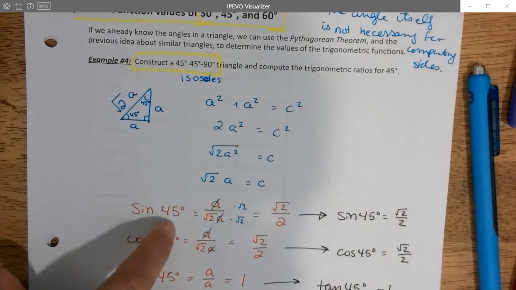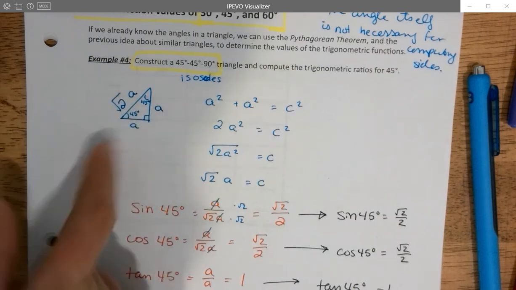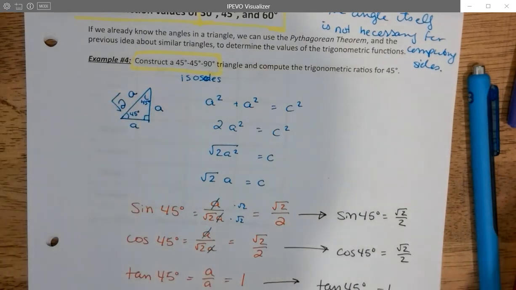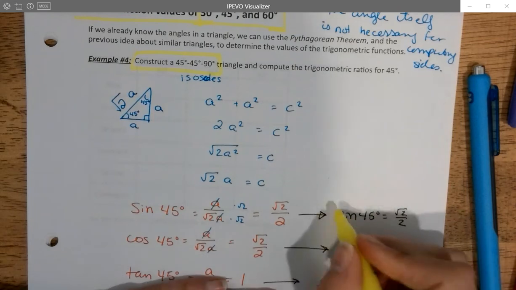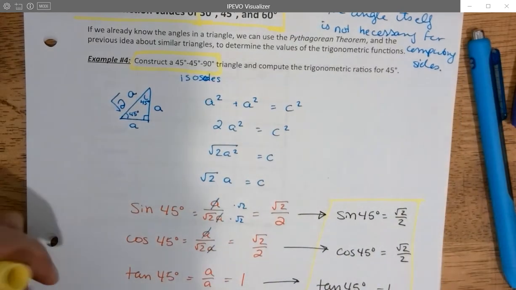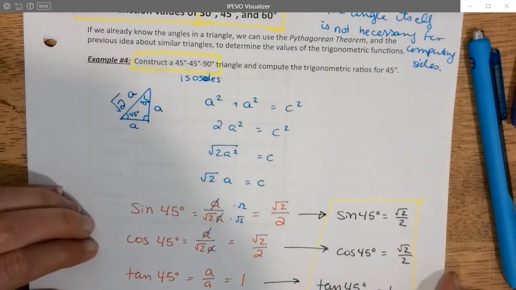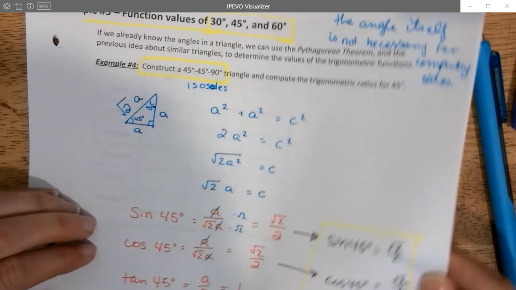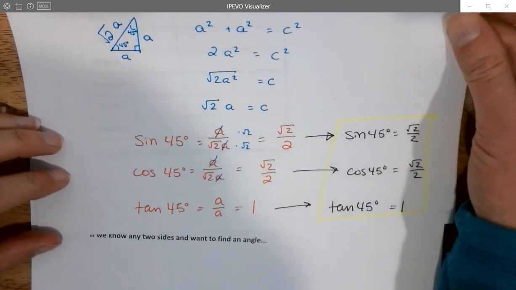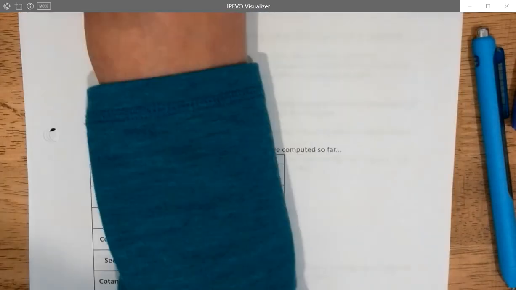Those A's don't matter. It doesn't matter how big this triangle is. Those ratios are always the same for those triangles. That's a very common triangle. That means that any triangle like this, with two equal sides, is going to have those ratios for its three primary trig functions. Okay, let's check out the next most common triangle.